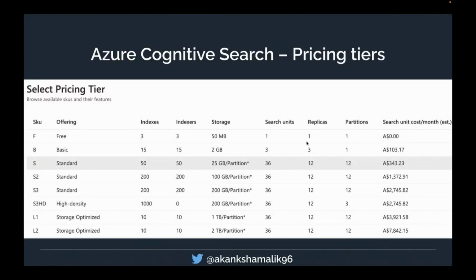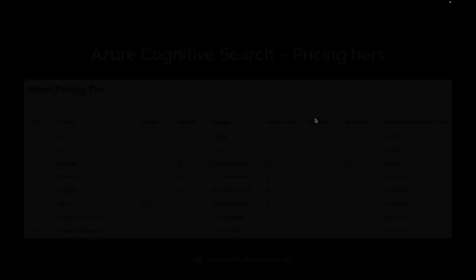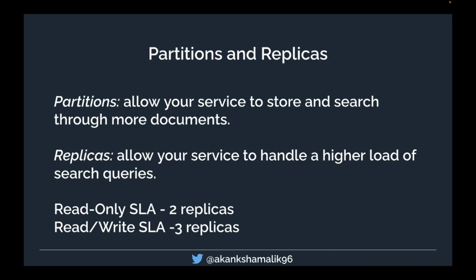So if I go back to the previous slide, you'll notice those up here, that these are a specific part of the pricing tier. What exactly do they mean? So a partition basically allows your service to store and search through more documents. It just puts them into more buckets. And replicas allow your service to handle a higher load of search queries. So if you've got a whole lot of data and it's a really big size, partitions will make sure that they're equally spread out and the workload is distributed in terms of actually storing. And then replicas will allow, if you've got a lot of users hitting up the search at the same time, it'll deal with those search query requests at the same time.